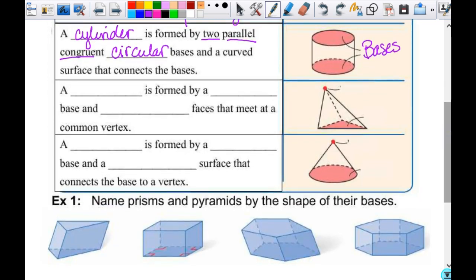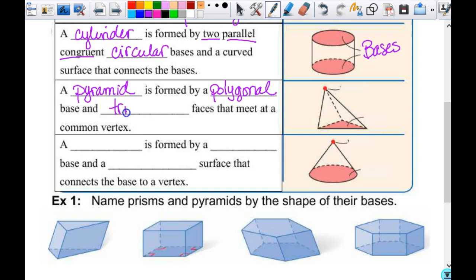Okay, so in general, what is this thing here? Pyramid. Okay, so a pyramid is formed by a polygonal base, right? That means the base could be any polygon. In this case, it's a triangle, but it could be a hexagon, an octagon, whatever. But some sort of polygon for the base. And what do you think has to be true about the other faces that are not bases? What do they have to be?